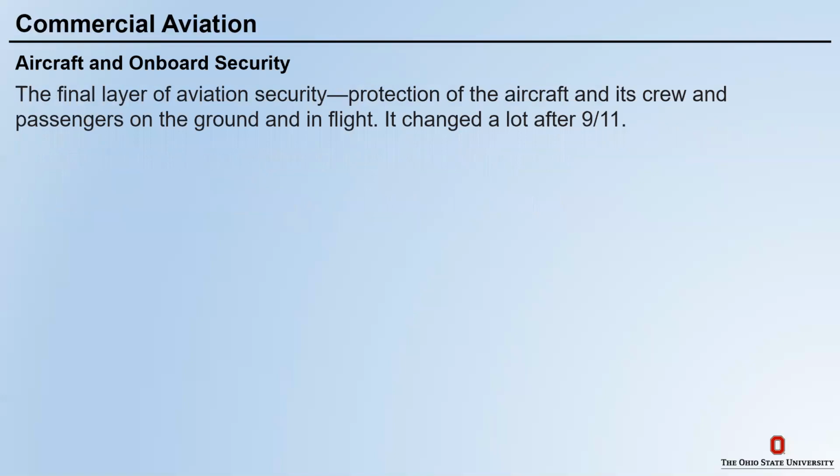The next security layer, and also the last security layer for commercial aviation, is aircraft and onboard security. It's the final layer of aviation security, protection of the aircraft and its crew and passengers on the ground and in flight. It changed a lot after 9/11, and there are several components for it. The first one is hardened cockpit doors.